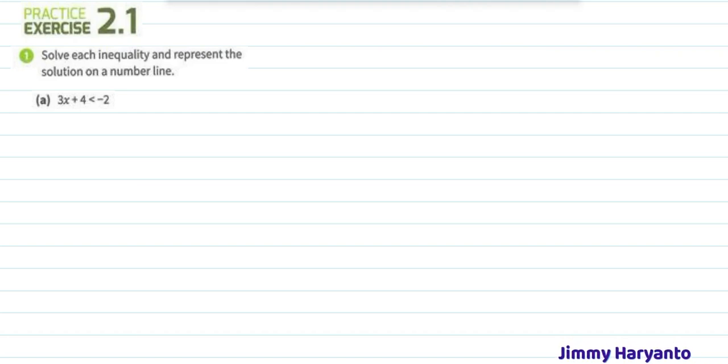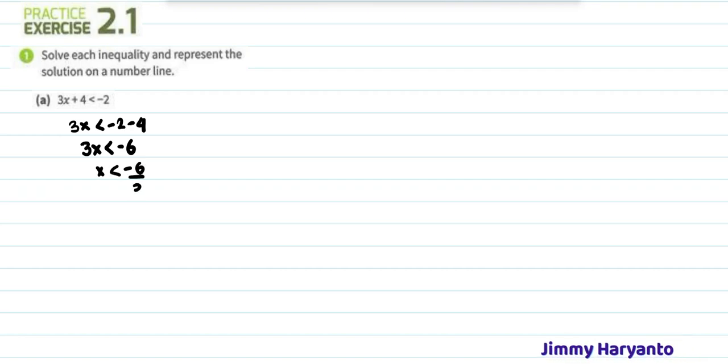Okay guys, this is the solution of your homework practice exercise 2.1, question 1a. For this one, I want to move the negative 4 to the other side. So 3x less than negative 2 minus 4. That means 3x less than negative 6. And then I will move the 3. That means division, negative 6 divided by 3. So x is less than negative 2. This is the first answer.